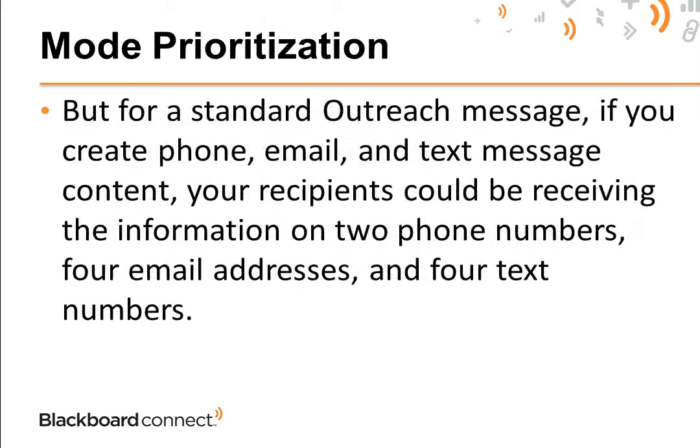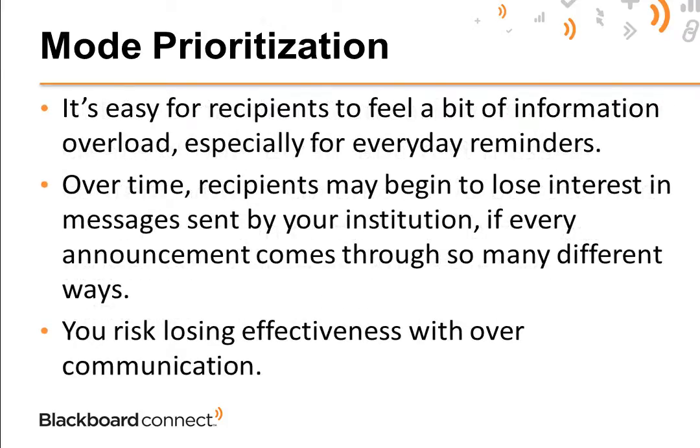But for a standard outreach message, if you create phone, email, and text message content, your recipients could be receiving the information on 2 phone numbers, 4 email addresses, and 4 text numbers. It's easy for recipients to feel a bit of information overload, especially for everyday reminders.